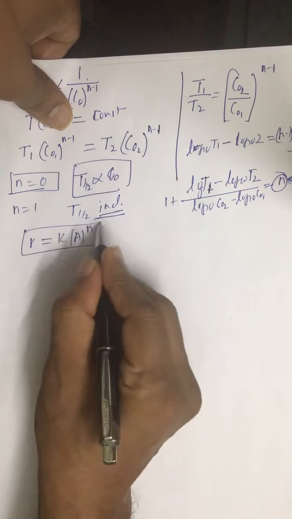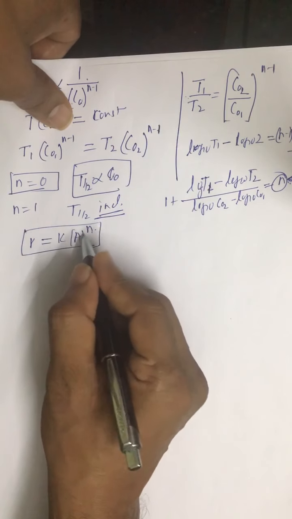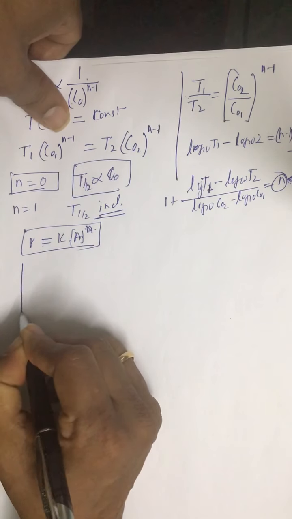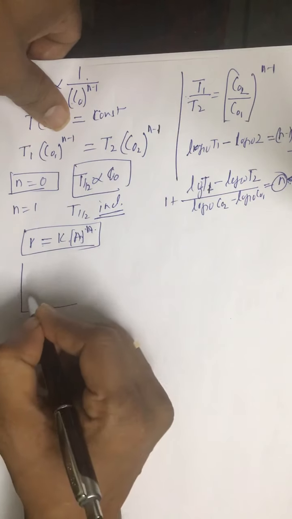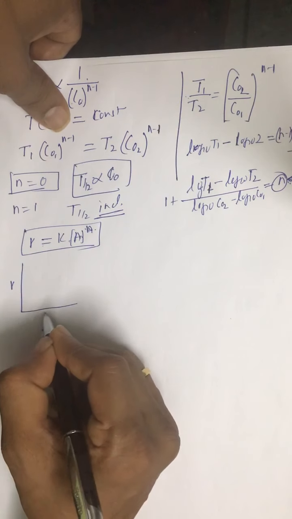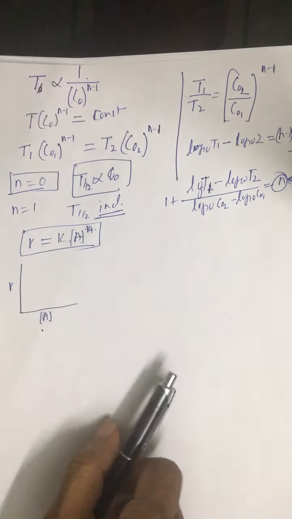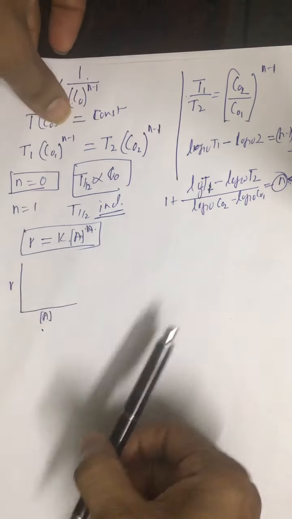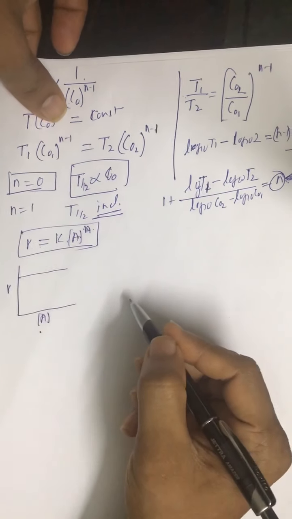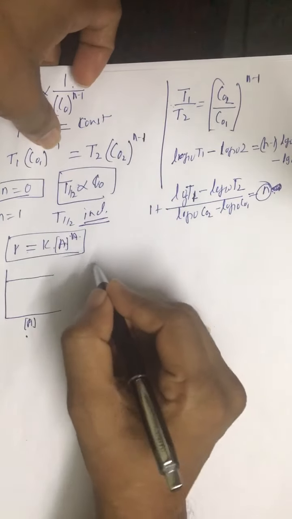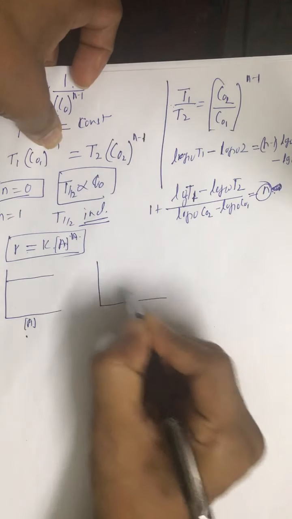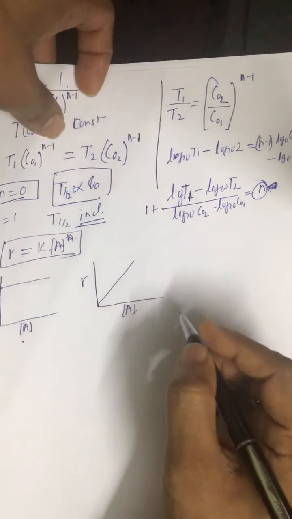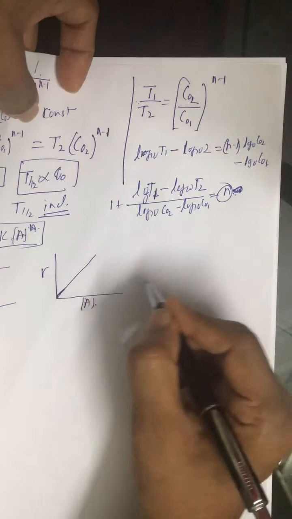That is the relation. If n is equal to 0, it means rate is independent of concentration. So for a zero order reaction, if a graph is drawn between rate and concentration, you will find that the rate of reaction is independent of concentration. Whereas for a first order reaction, the rate versus concentration, you will find rate increases with the increase in concentration.